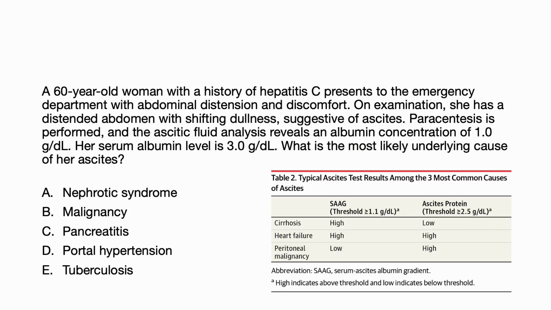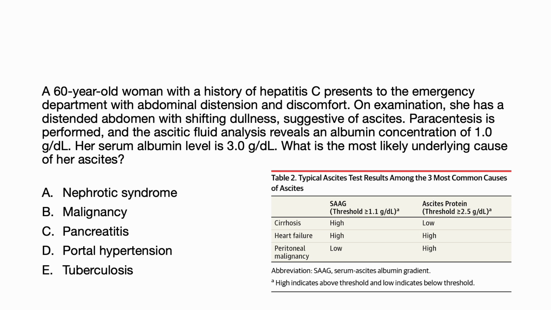A 60-year-old female with a history of hepatitis C presents to the emergency department with abdominal distension and discomfort. On exam, she has a distended abdomen with shifting dullness suggestive of ascites. Therefore, we perform the paracentesis, and the ascitic fluid analysis reveals an albumin concentration of 1.0. Her serum albumin level is 3.0. What is the most likely underlying cause of her ascites?